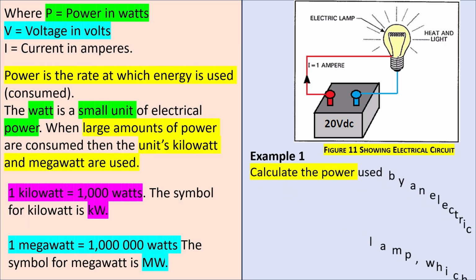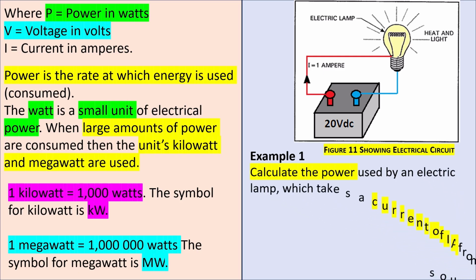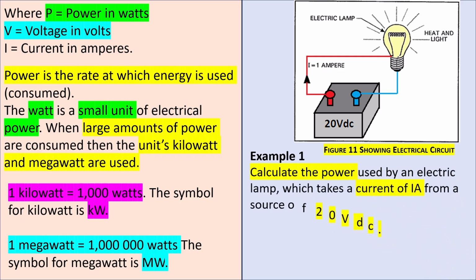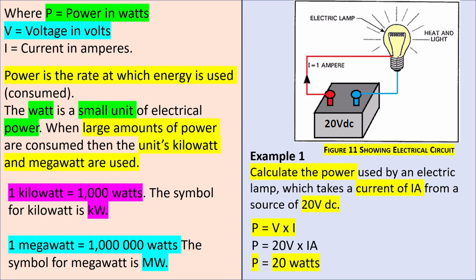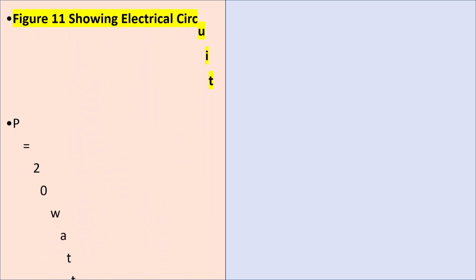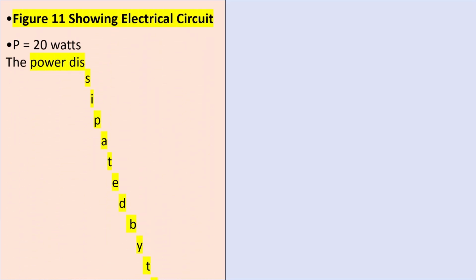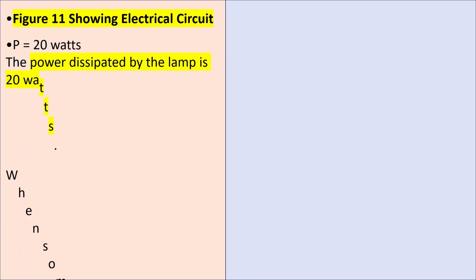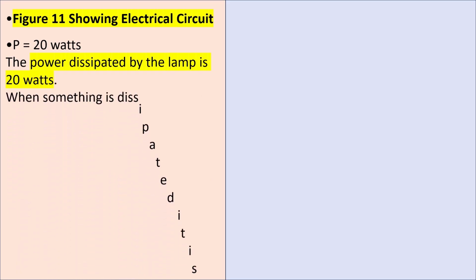Example 1. Calculate the power used by an electric lamp which takes a current of 1 amp from a source of 20 volt DC. P is equal to V times I, which is 20 volt times 1 amp. Therefore, P is equal to 20 watts. Figure 11, showing an electrical circuit. P is equal to 20 watts. The power dissipated by the lamp is 20 watts.